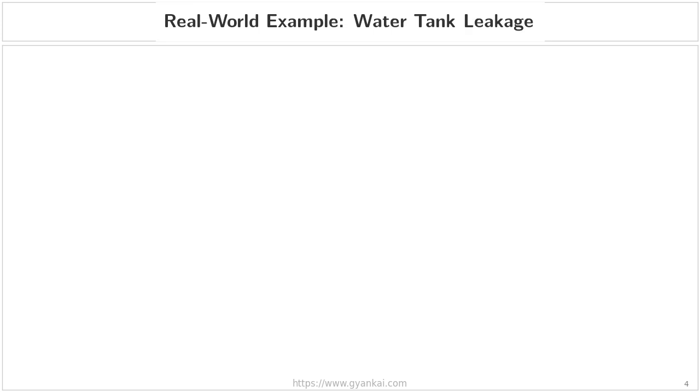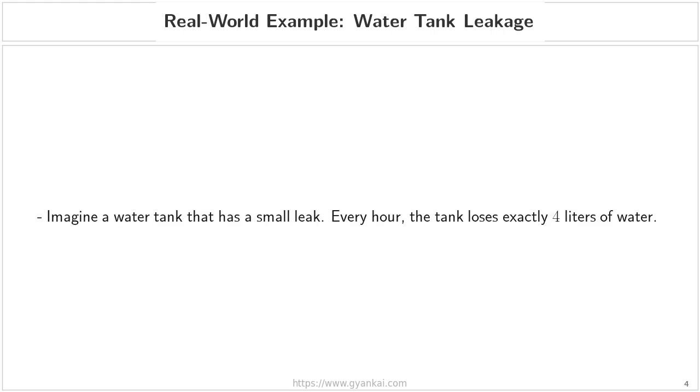Real-world example: water tank leakage. Now that we have covered the mathematical formula and the general process, let's apply what we've learned to a real-world scenario to see how this works in practice. Imagine you have a water tank that has developed a small leak. Every single hour, the tank loses exactly 4 liters of water.